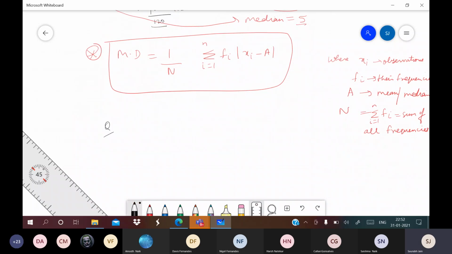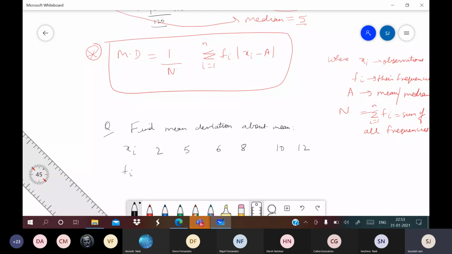Now you can solve it now. You will tell me what is the answer. Find mean deviation about mean. And this is the data xi, fi.